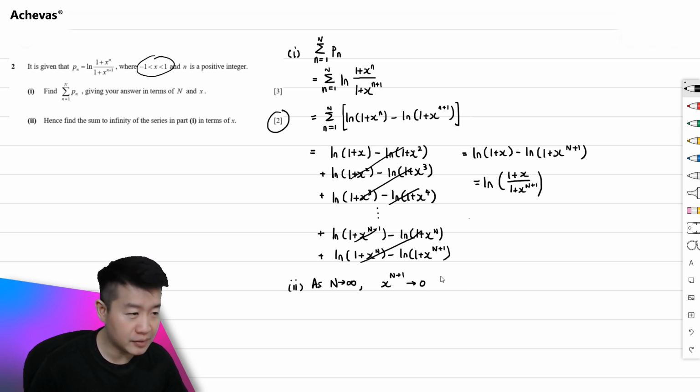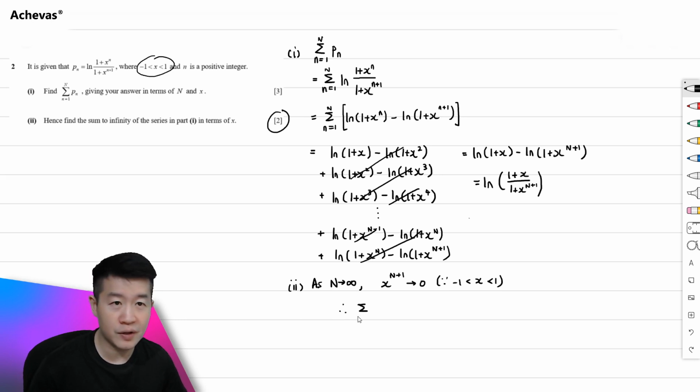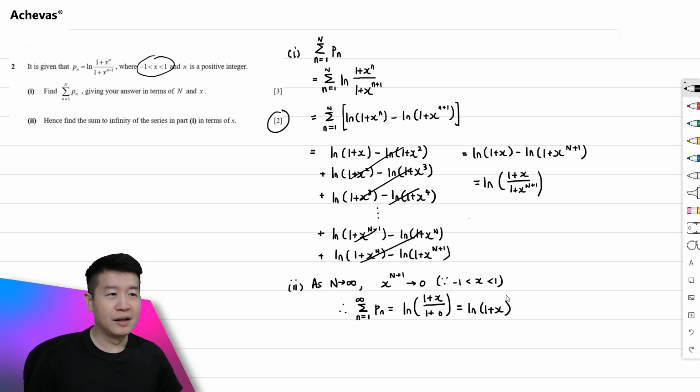Let me write down, this is because x is going to be between minus 1 and 1. Therefore, we know that the sum to infinity, from n equals 1 to infinity of Pn, will be this ln of 1 plus x divided by 1 plus, when n tends to infinity, this becomes 0. So my answer is ln of 1 plus x.